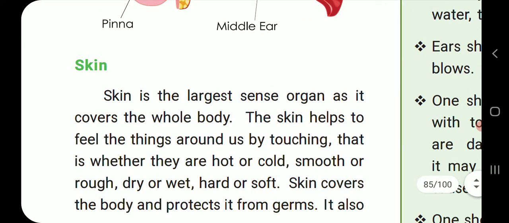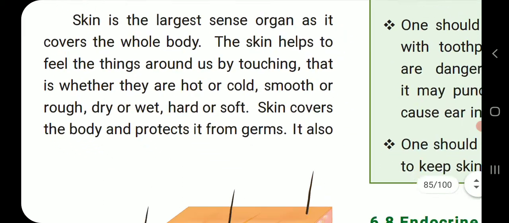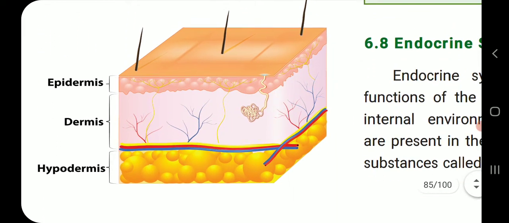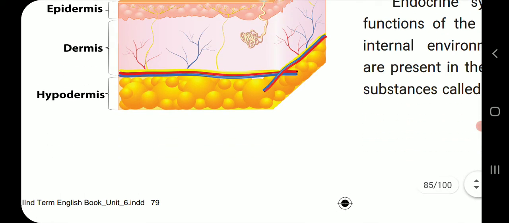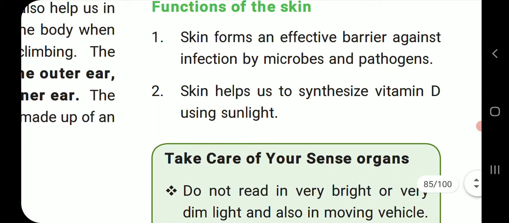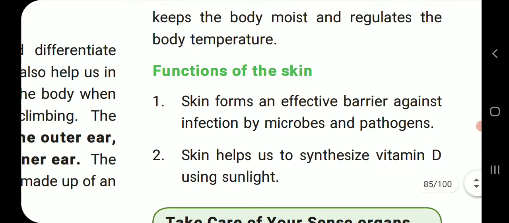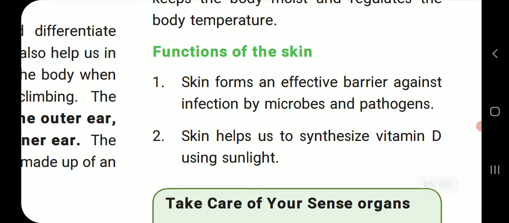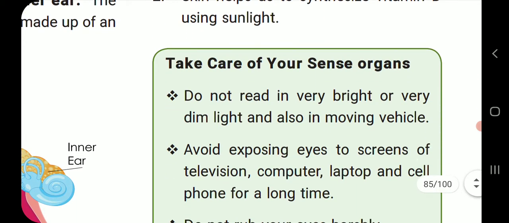Okay, the next sense organ is the skin. This is the largest sense organ and it covers the whole body. The structure of the skin has 6 layers. And skin forms an effective barrier against infection, microbes and pathogens. Skin helps us to synthesize vitamin D using sunlight.